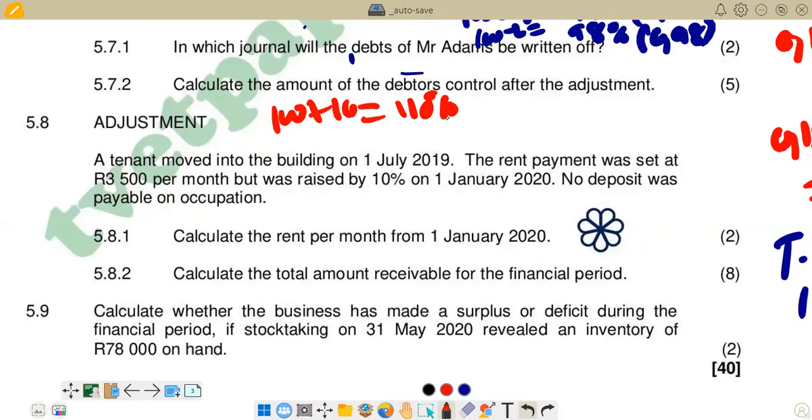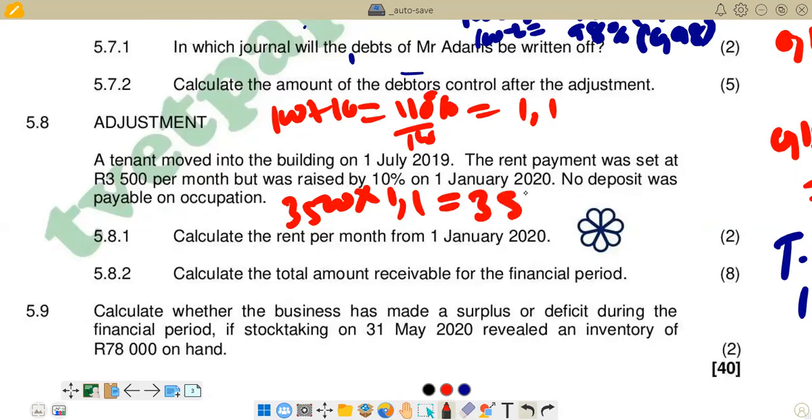So 110% as a decimal, you divide by 100, and it becomes 1.1 as a decimal. So we just multiply this one, 3,500, by 1.1 to get the rent that was there in January. So if you multiply by 1.1, it becomes 3,850. So this is what we have in terms of 5.8.1. Then you go to the next one, calculate the total amount receivable for the financial year.